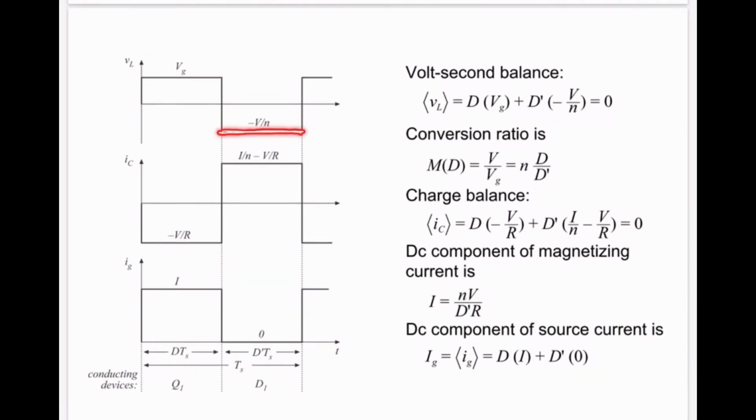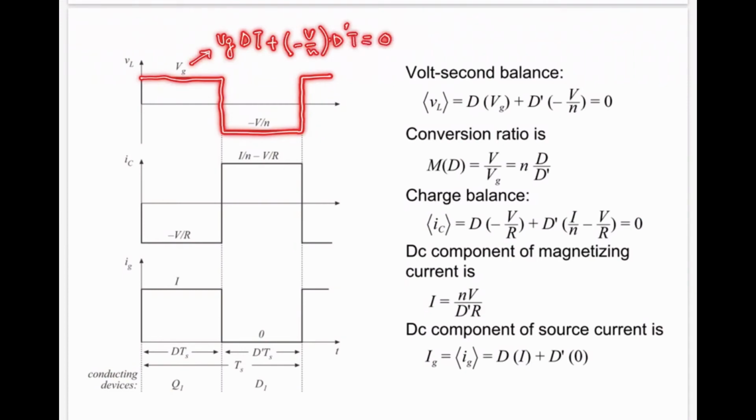in the second mode of operation, our inductor voltage is minus V by N, and the capacitor current is I by N minus V by R, and the source current is 0 for the interval d prime Ts when our diode D1 is in the on state. So now we can apply the volt second balance. Average voltage across our inductor should be 0. It means this voltage Vg multiplied by the time dt for which it exists plus the voltage minus V by N into d prime t, that should be equal to 0.